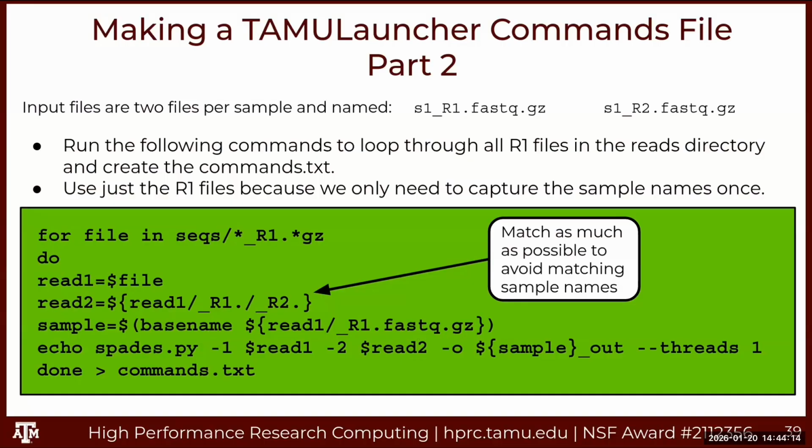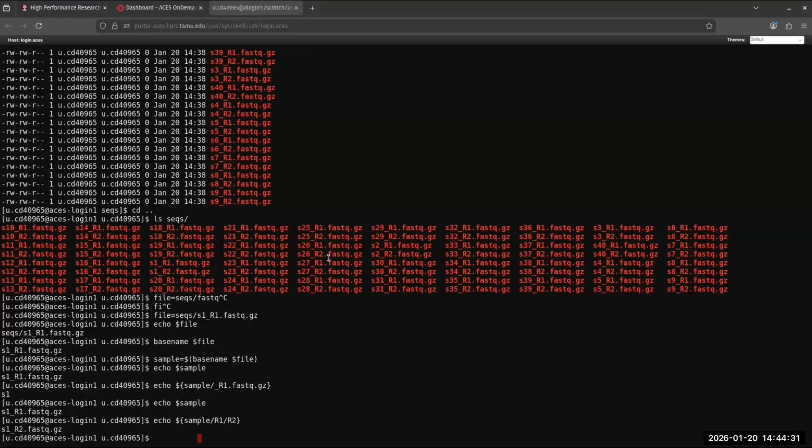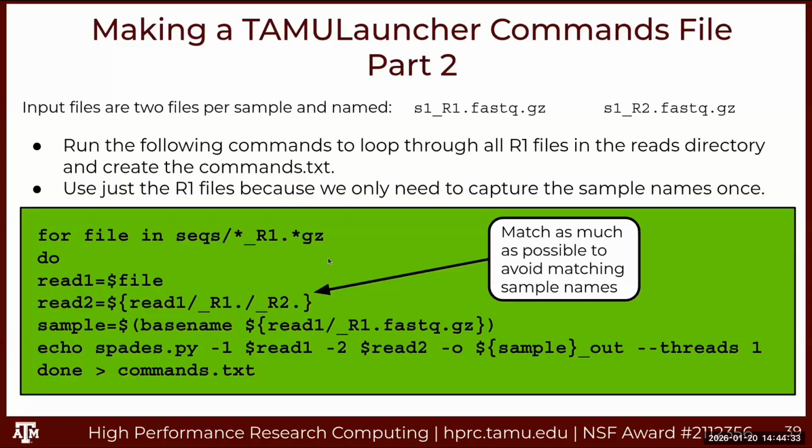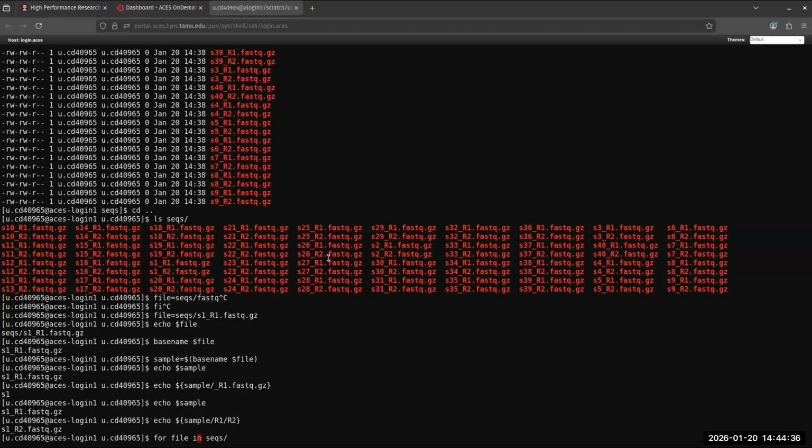So you can go through this if you think you'll be using multiple commands. This might be useful to you, but at least you can get familiar with some of these Unix commands that you might find useful for other types of applications. So for file in *R1*.gz. Now I'm only getting the first R1 because if I captured both R1 and R2, I would have the sample name twice. So I only want the sample name once.